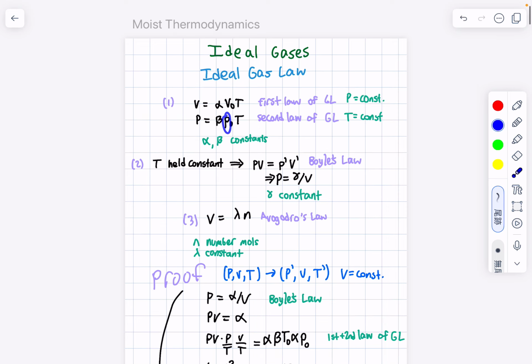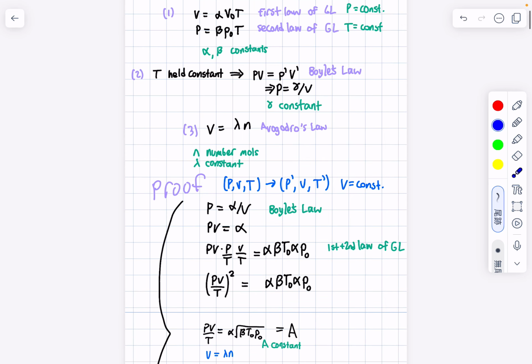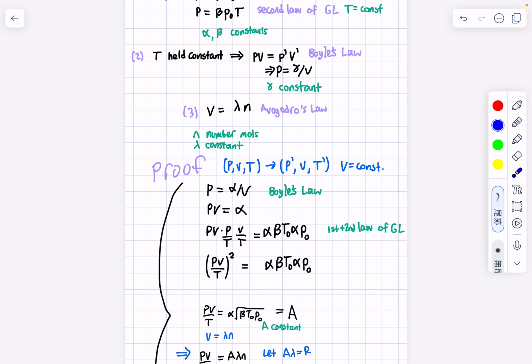Then we have Boyle's law, which shows that when you hold temperature constant, while P and V are changing, the multiplication of P times V will stay the same at a future time. That is another way of saying that P is inversely proportional to volume by a specific amount, which will allow this to stay true. And finally, Avogadro's law says that volume is directly proportional to the number of moles with a constant lambda.